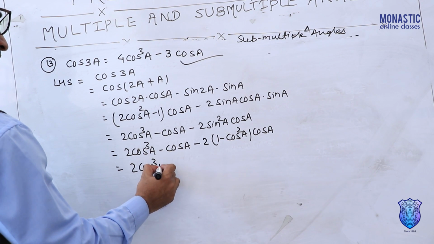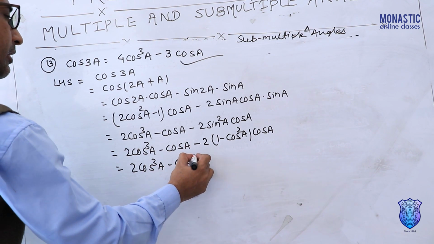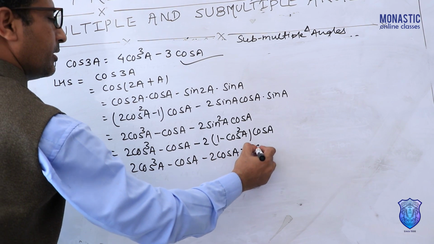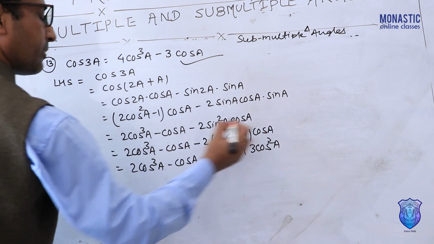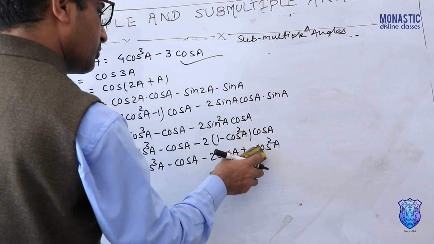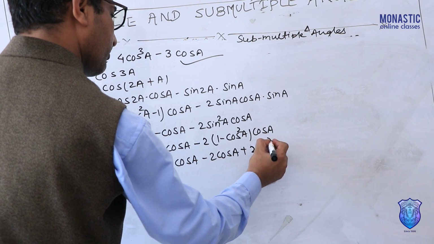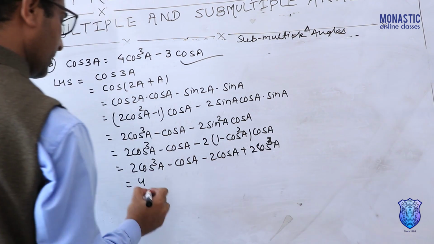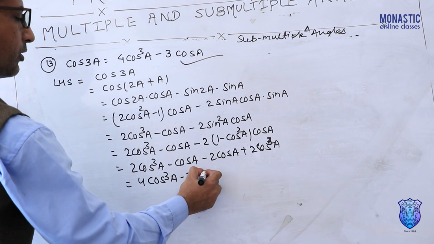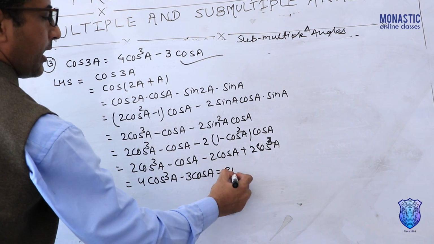Do the simplification. Here if we do the multiply, it came minus 2 cos A plus 3 cos A square, 4 it came 2 cos cube A. Sorry, 2 cos cube A. 4 cos cube A minus 3 cos A. That's the proof.